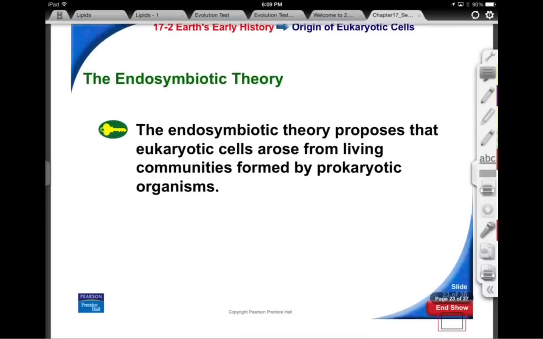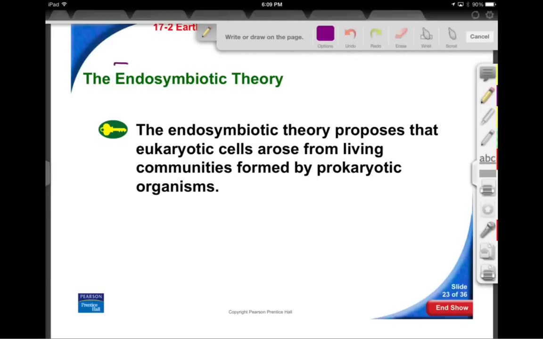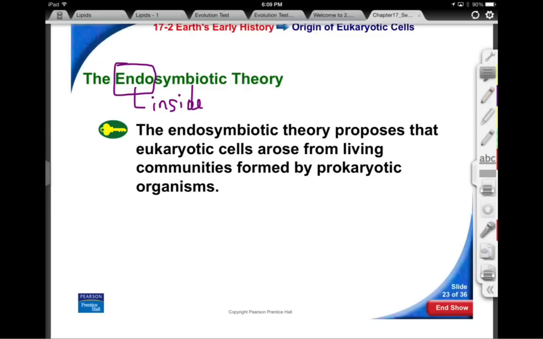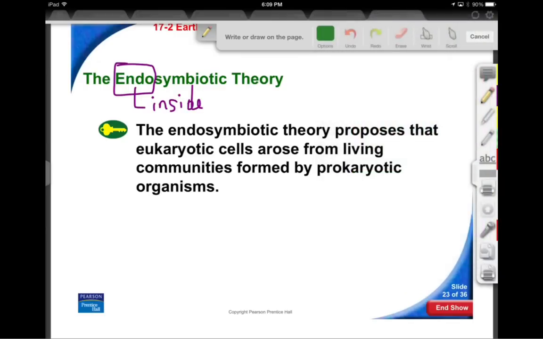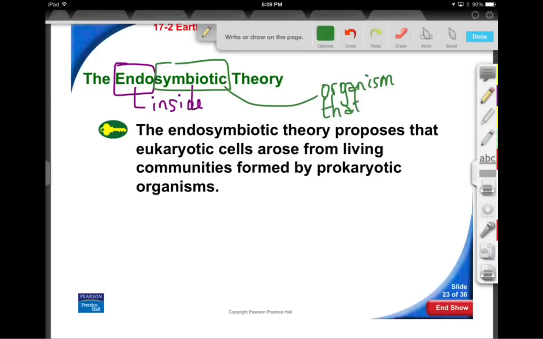Move along here. There's a theory called the endosymbiotic theory. Yes, you have to know it. It's absolutely critical. Endo means inside, like you have an exoskeleton. So inside us, there is, and let's switch the color because I'm getting tired of that color, there's a symbiote. A symbiote is an organism that lives in association with another one, with another.